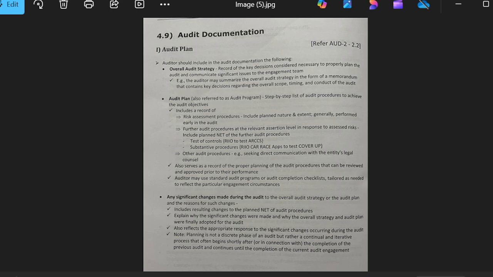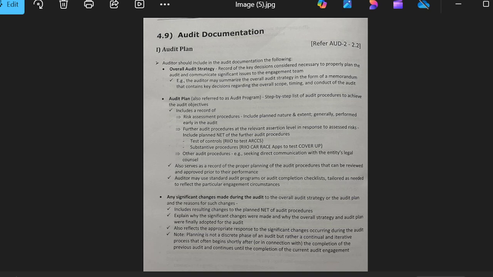The first is the overall audit strategy. It is a record of the key decisions considered necessary to properly plan the audit and communicate significant issues identified during the audit. After that comes the audit plan, which is also known as the audit program. In the plan, a step by step list of the audit procedures is set out to achieve the audit objectives.